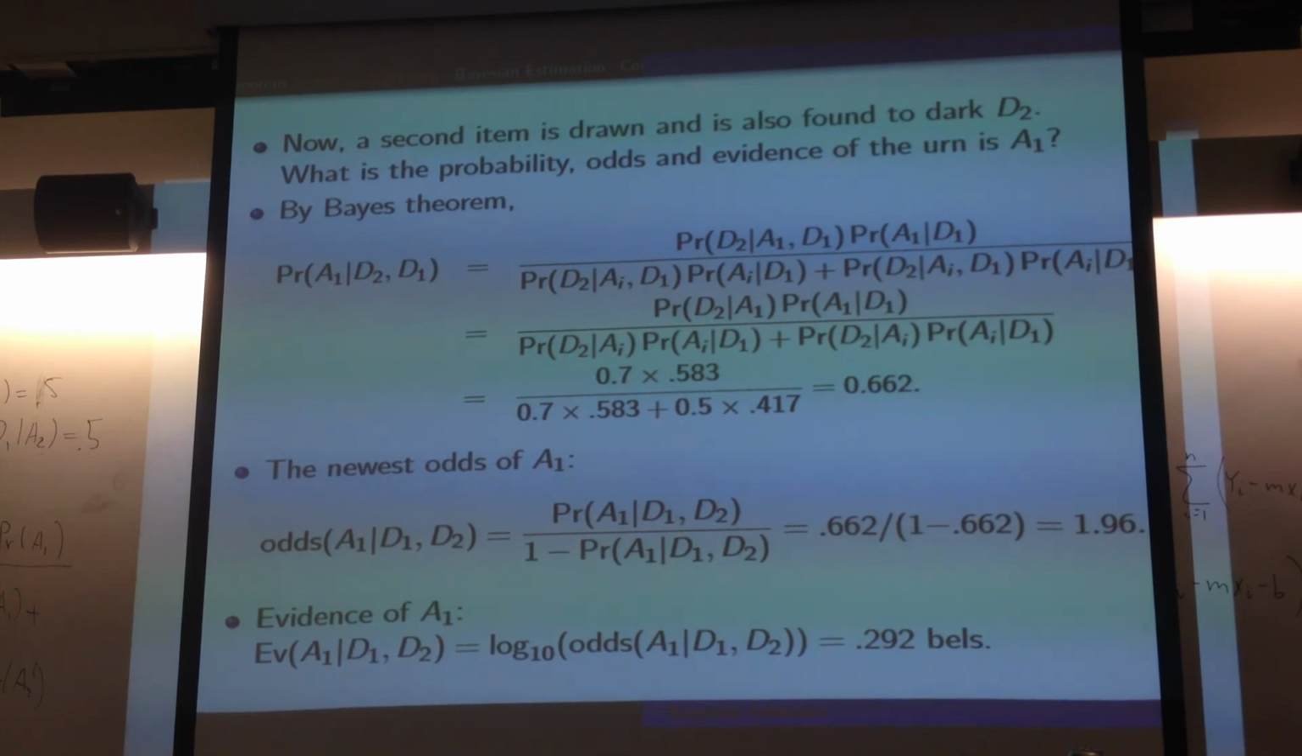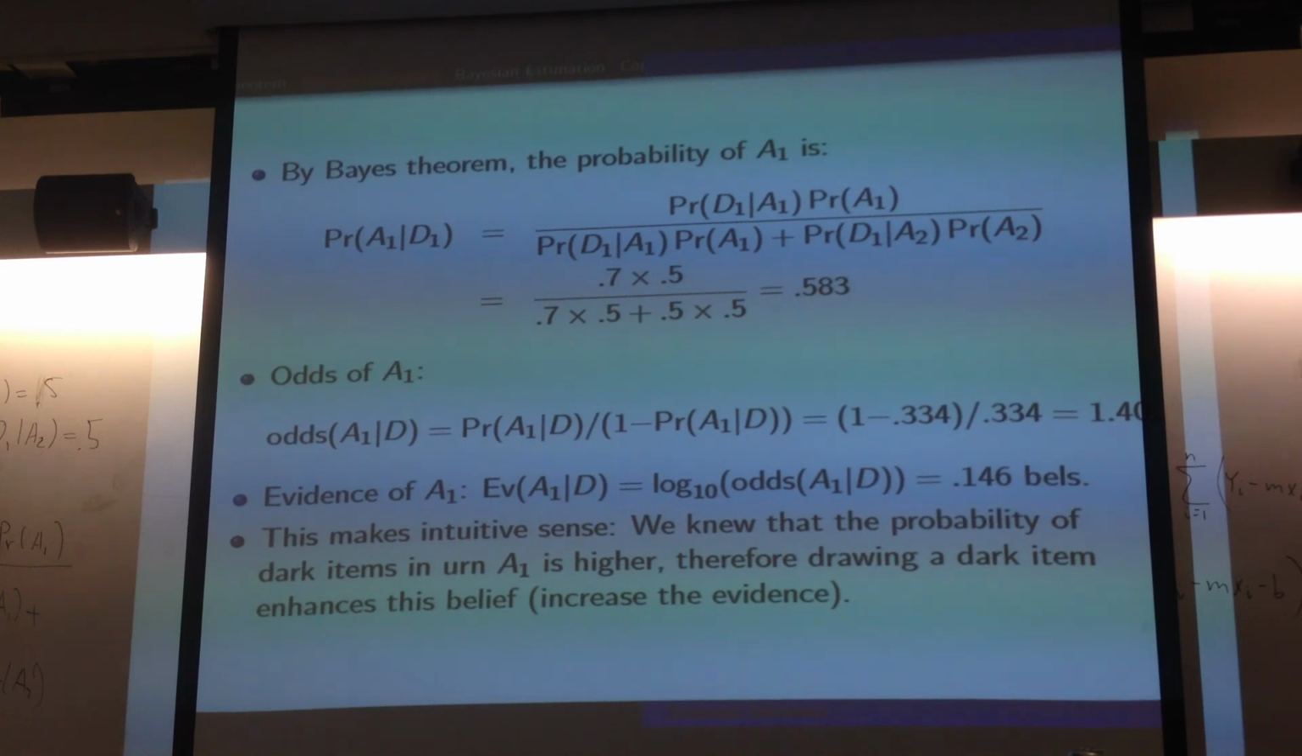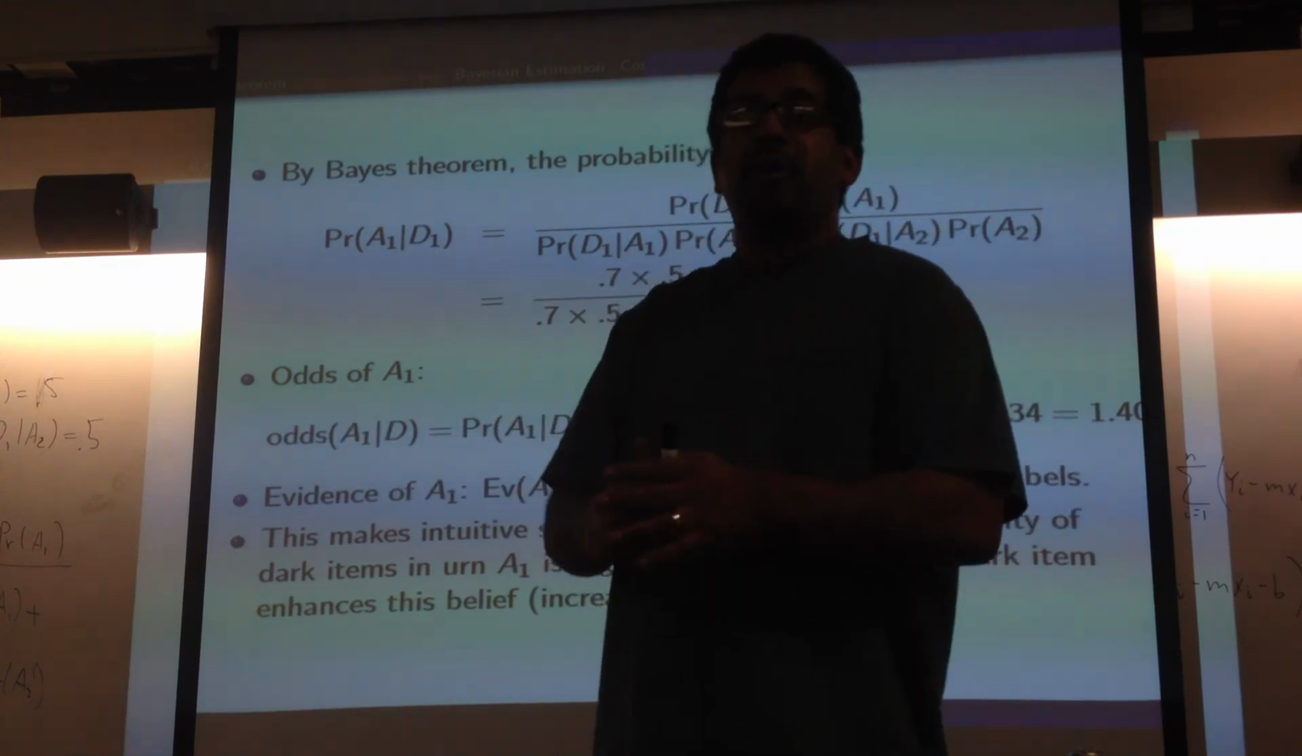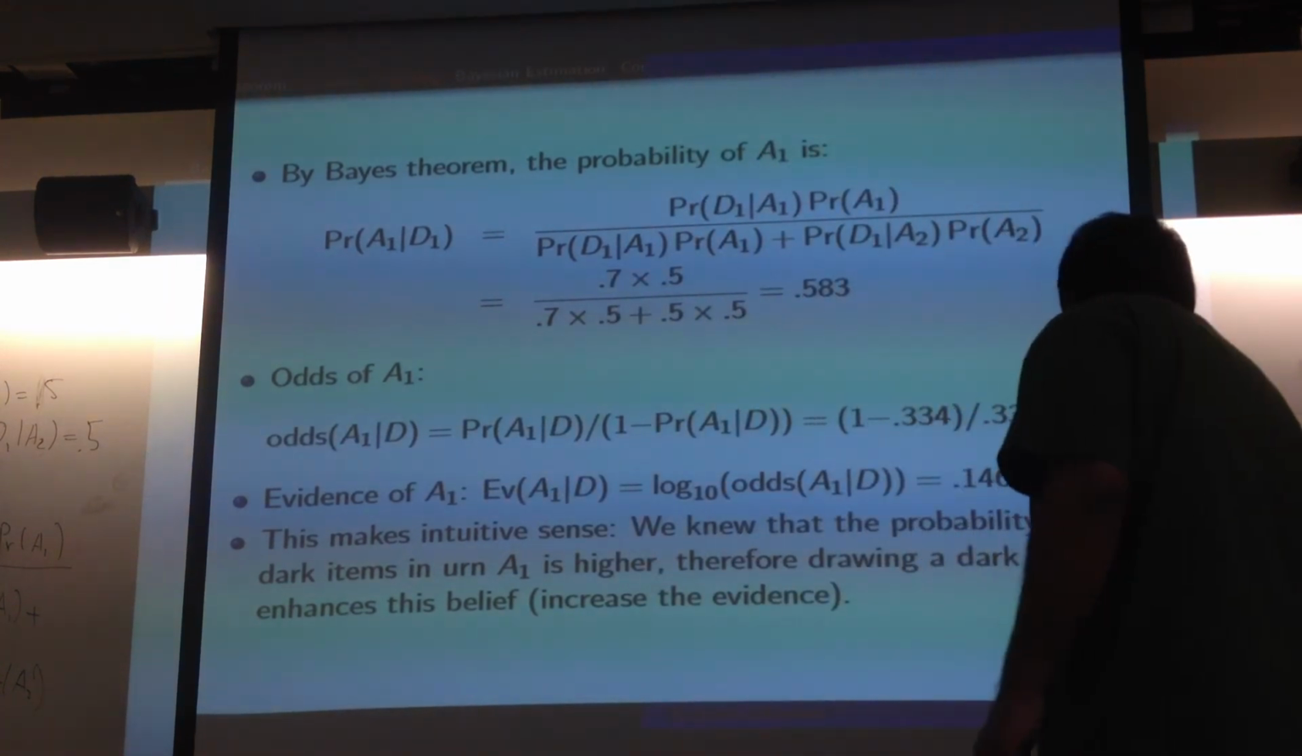We'll do this next time. This is when we just observe one thing. Now what we're going to do is do it again, observe another thing and update our probability. But we'll do that next time.